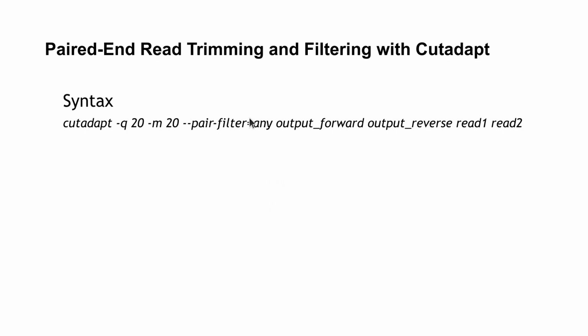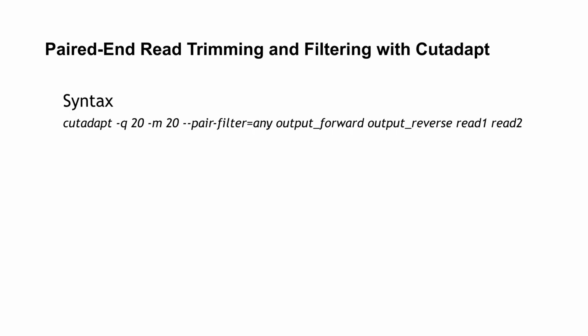And then we have the output forward and output reverse options. These are used to specify the outputs. We are dealing with paired end reads, so we need to get outputs for both reads. And then these are the inputs. We have read 1, read 2, so they should be specified in this order. This is basically what we are going to do.